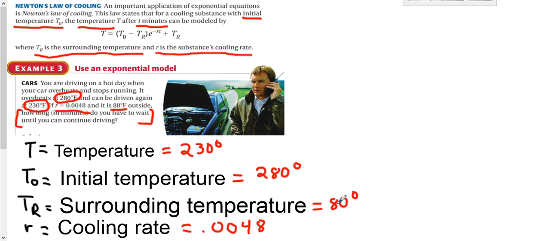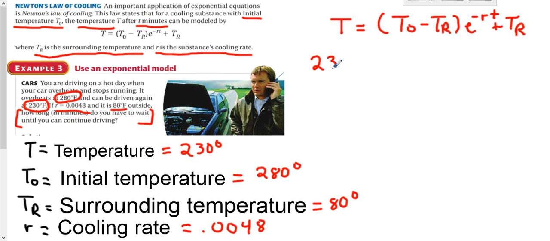Okay, our next step is to simply do a substitution. So we're going to go ahead and write the equation out. T is equal to t sub 0 minus t sub r times e to the negative r t power plus t sub r. We're going to fill in what we know. We know t, we want it to be 230 degrees. So we'll go ahead and drop the degrees off.